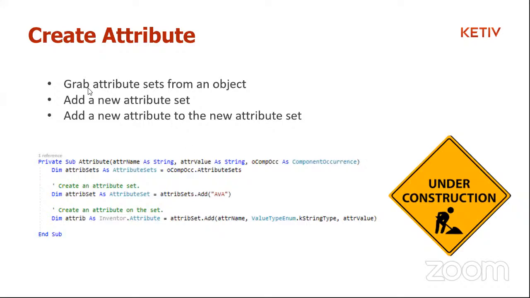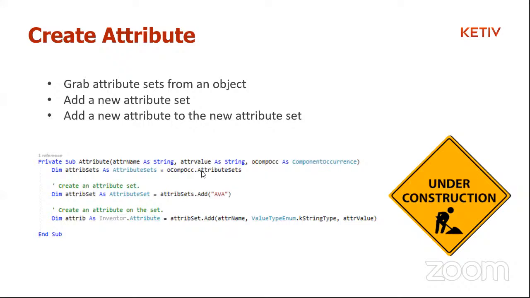So after we grab the attribute sets from that object, we'll add a new attribute set. And then we'll add a new attribute to that new attribute set. So you can see the lines of code here. I have it in just a method that I can call. So I'm just passing in a name and a value and the object that I want to attribute, in this case, an occurrence.